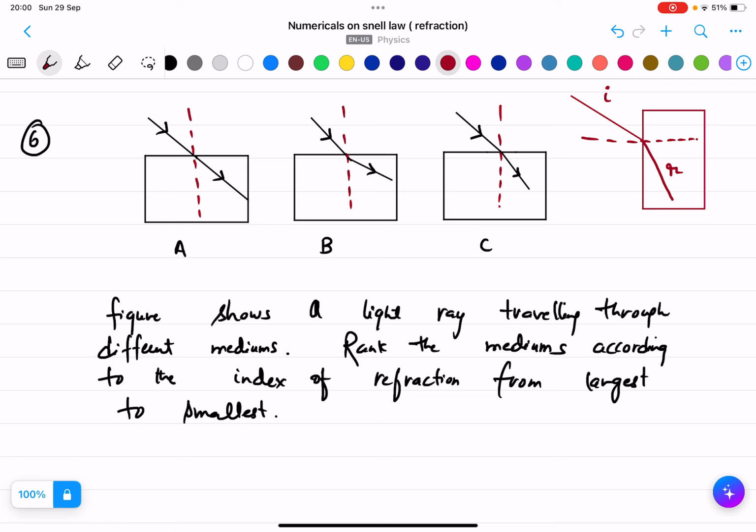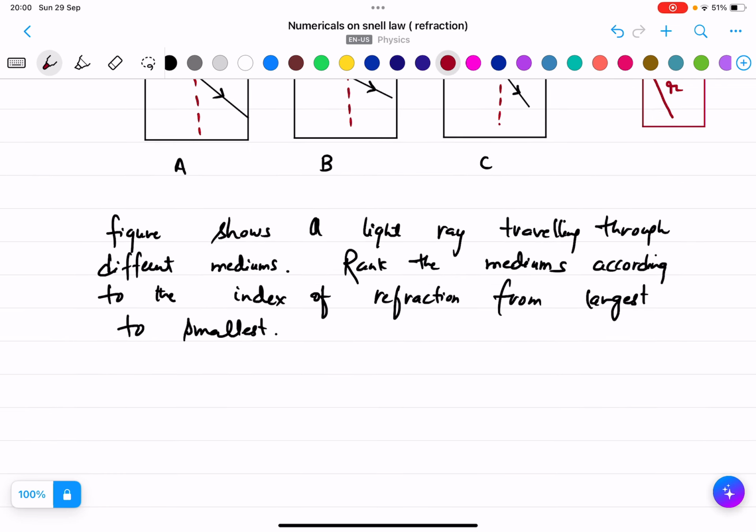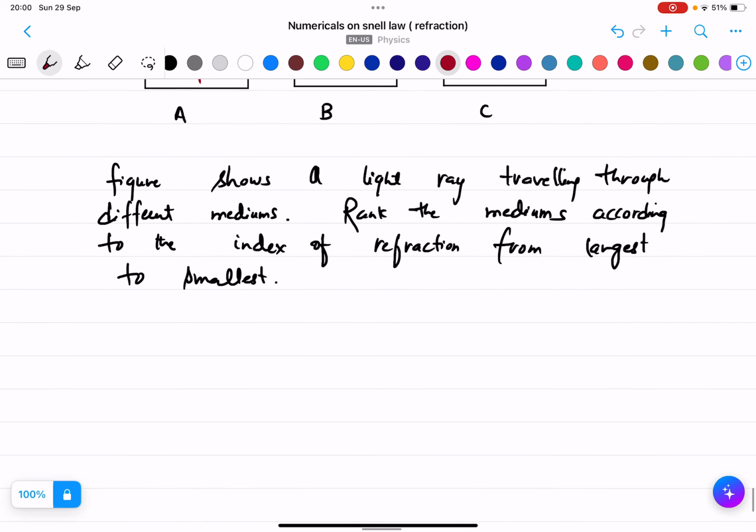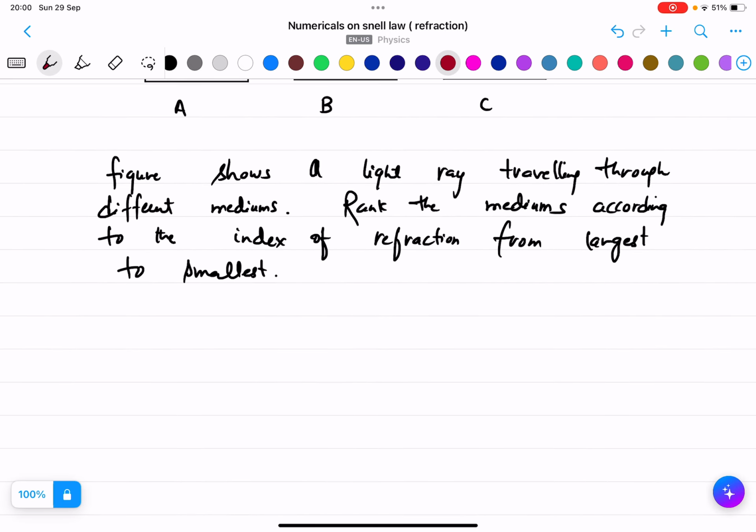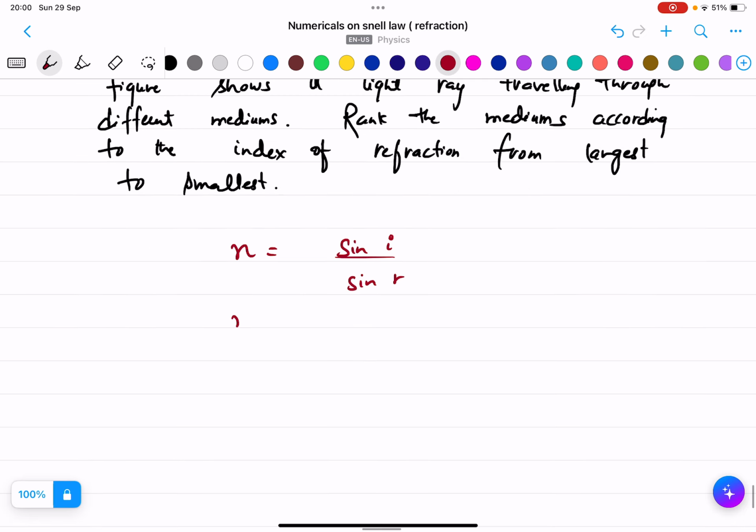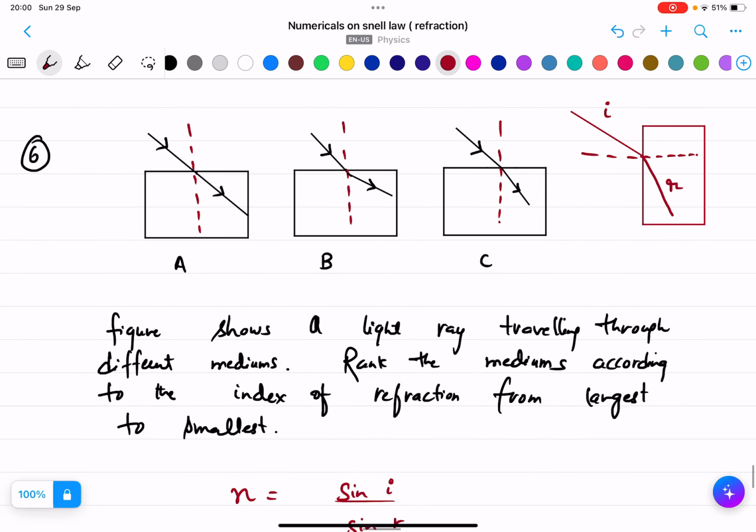Now look here. Figure shows a light ray traveling through different mediums. Rank the mediums according to the index of refraction from largest to smallest. So we know the formula n equals sine I over sine R. That means n is dependent on R, the angle of refraction. So if the angle of refraction is less, that means n will be high. Right? N will be high. So what can we see now here.